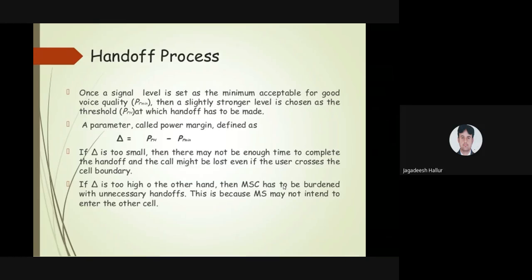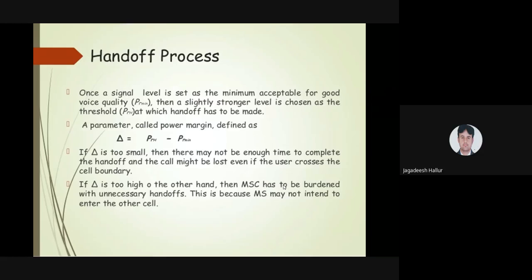What is PR of H? That has to be a slightly stronger level, where the strength of the signal is high. PR of min, the strength of the signal is low. That is the minimum. The handoff process has to be taken care of by this power margin. The power margin should always be medium. Almost all the communications have to be handled by this power margin. Del is equal to PR of H minus PR of min.